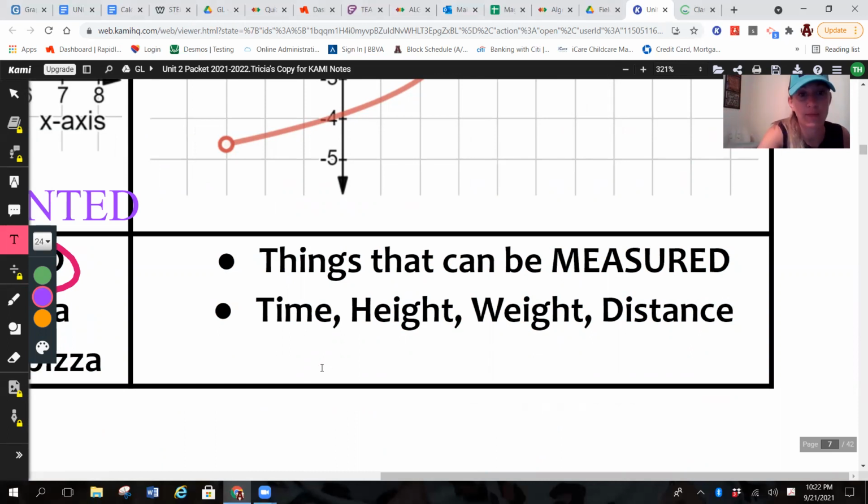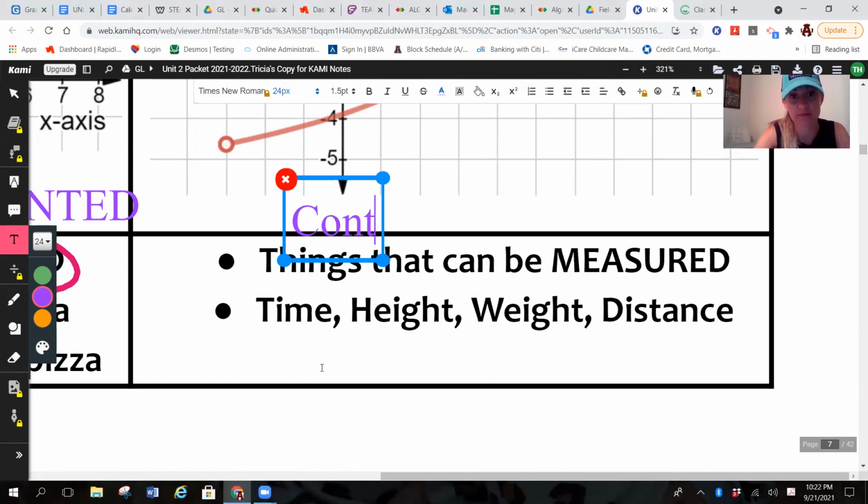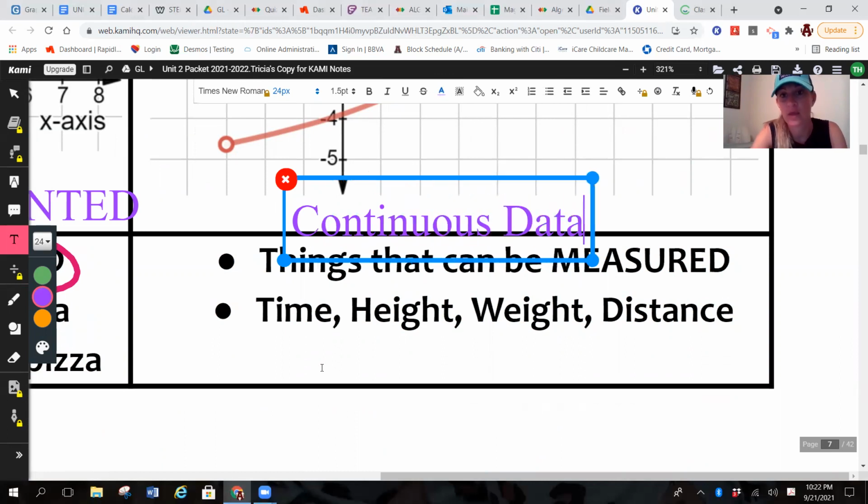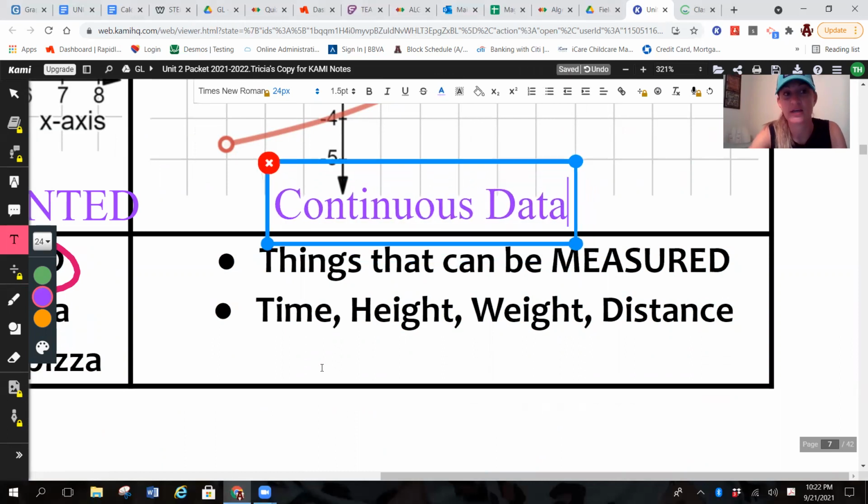So remember, we're talking about continuous. Continuous data can be measured, and it's going to involve height, time, weight, distance, not counting, because that's discrete.